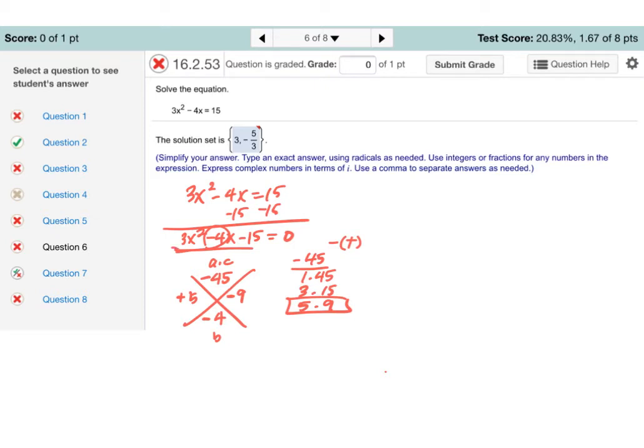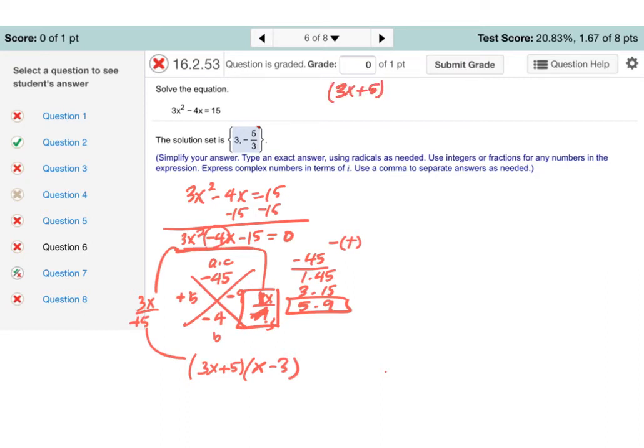Okay? And so we can write 3x over the positive 5, and then 3x over the negative 9. And so this is simplified, 3x plus 5. But this can be reduced. If we factor out a 3, that'll become 1, and this will become negative 3. So we have x minus 3. Okay, and that will give us our two factors. Okay, so that's one method. And I'll put the factors above first. So we have 3x plus 5 times x minus 3 equals 0.